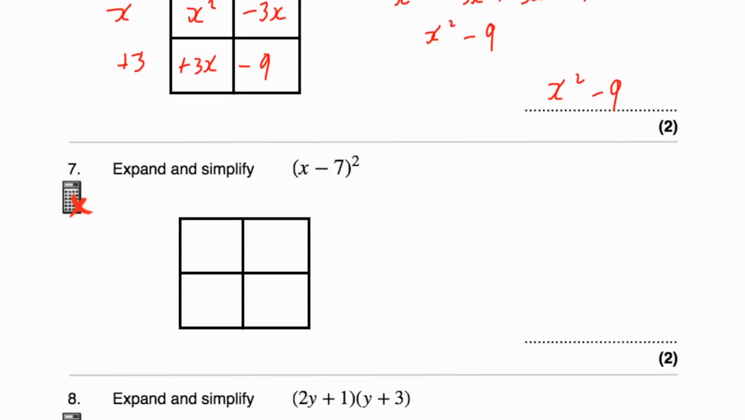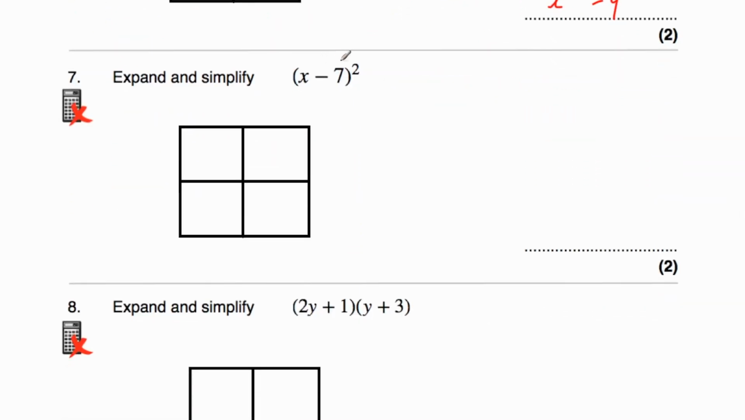Okay, our next question, question number 7. We've been asked to expand and simplify x minus 7 squared. What that means is we're multiplying the bracket by itself. So we've got x minus 7, and then we've got x minus 7. We need to expand our bracket, so we're going to write down x minus 7 here, and then another x minus 7.